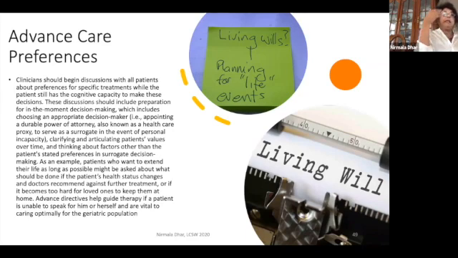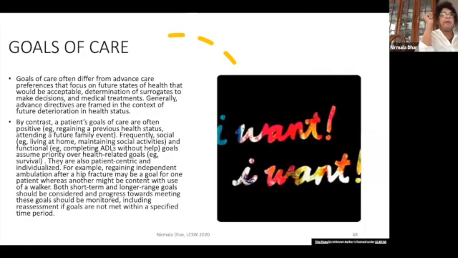Clinicians should begin discussion with all patients, clients, consumers, whatever you call them, about preferences for treatments while they still have the cognitive capacity to make these decisions. These discussions should include preparation for in-the-moment decision-making.